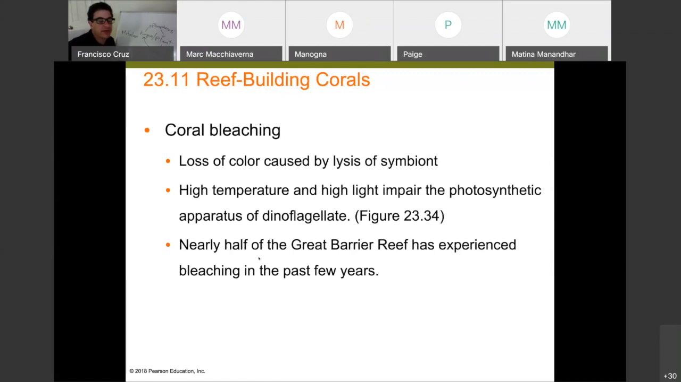So this has an effect on the bacteria, and when the corals lose that symbiosis, they're not getting the sugars they usually get from the photosynthesis of the bacteria, and then they die out. It's really too bad too.